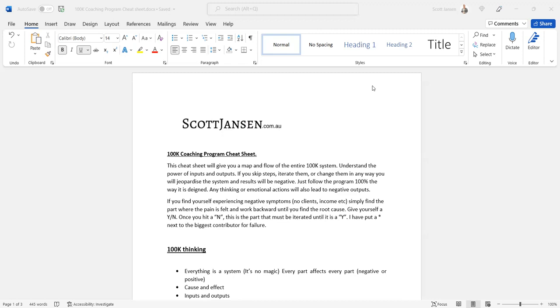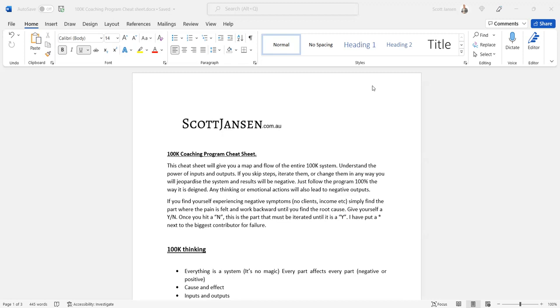Give yourself a yes or a no so you can track these things. Once you hit a no, this is the part that must be iterated until it's a yes. Simple. You just change it from a negative to a positive. Okay. For an example, a real crystal clear example, if while following this cheat sheet, you get to a point you think, that's the root cause. I didn't pick a niche. Go pick a niche. And then the symptom will take care of itself.